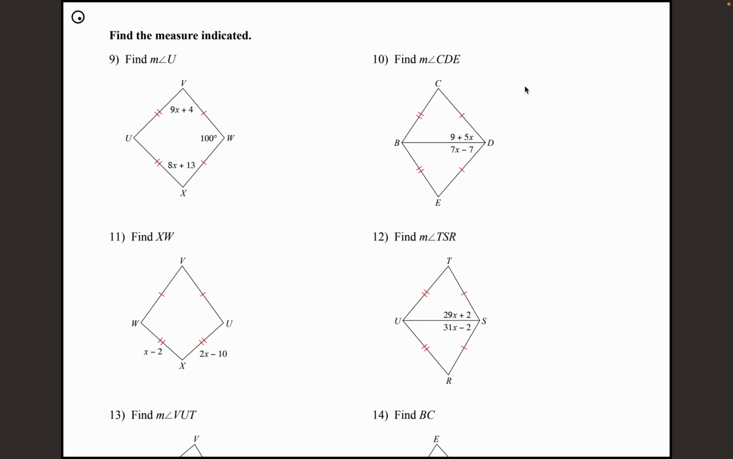Number 9. Is this an angle bisector? Yeah. So just these equal each other. But we're trying to find the whole angle though. I know, but you got to find x first. Wait, and then what do you do? So how do you set it up to solve for x?